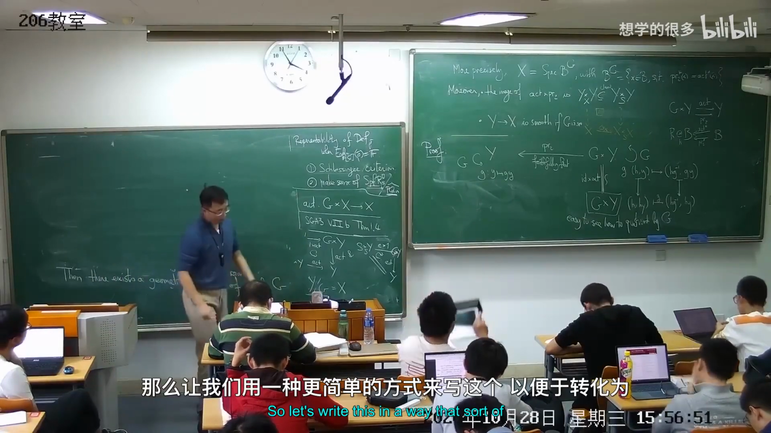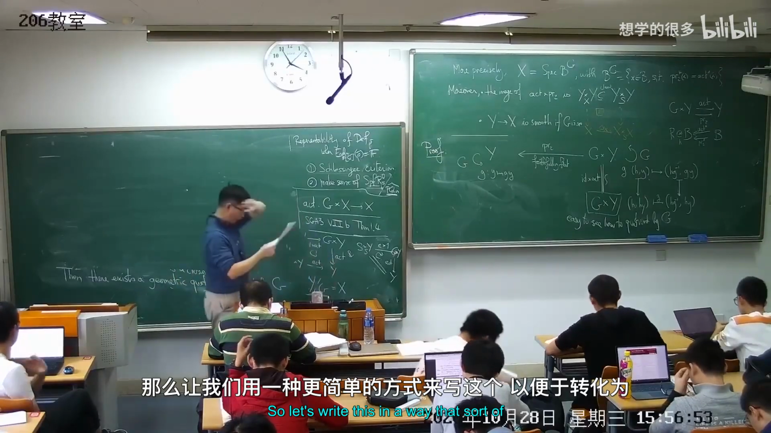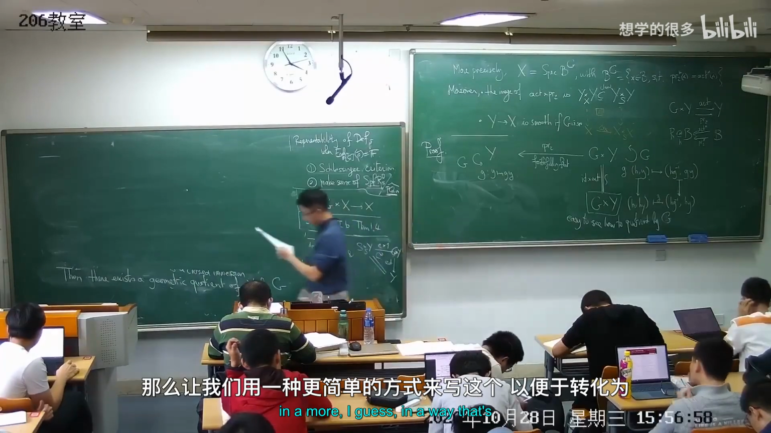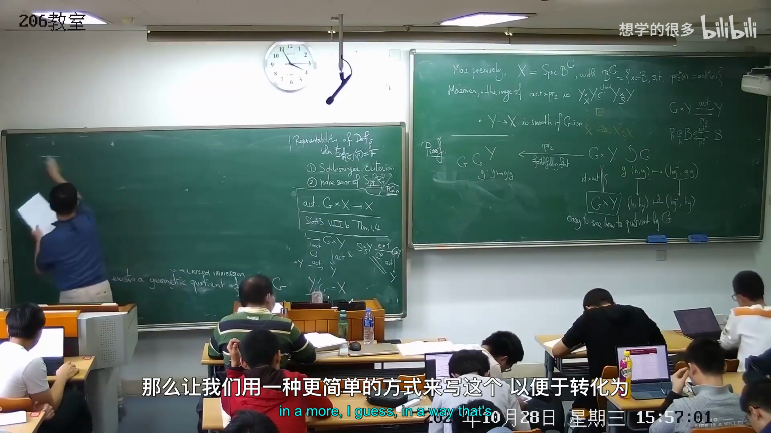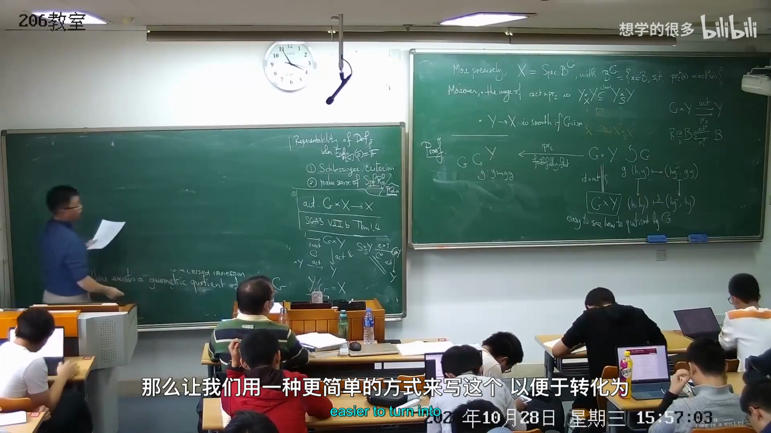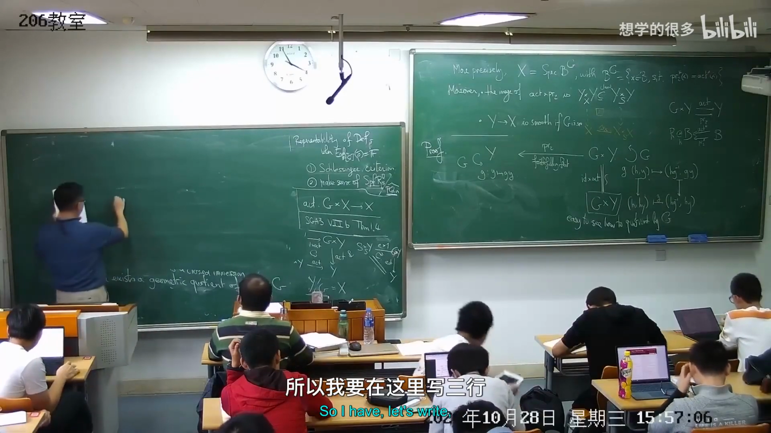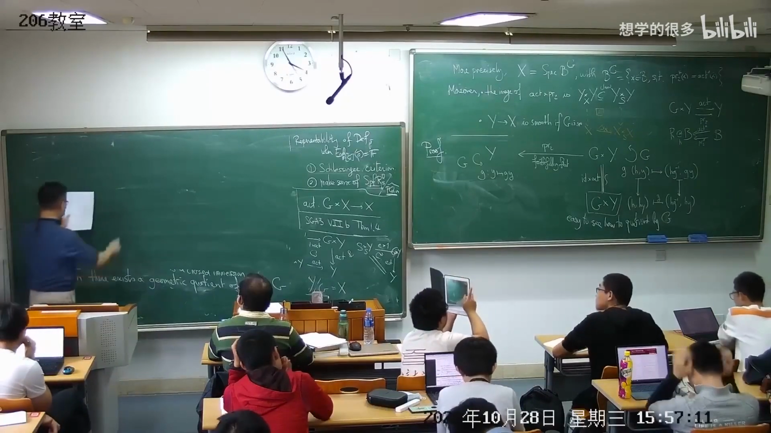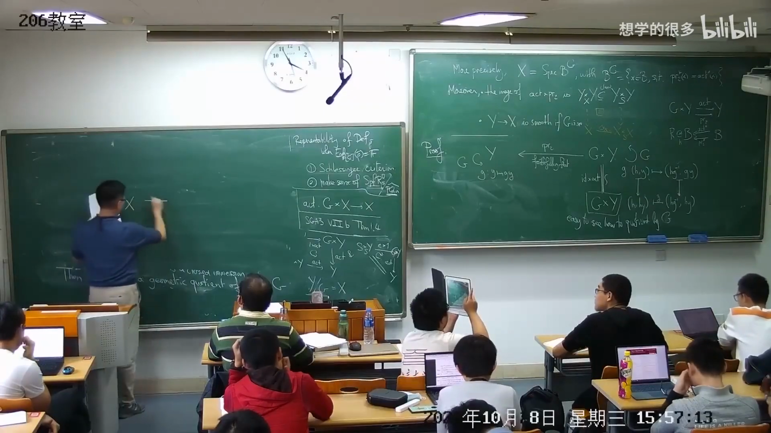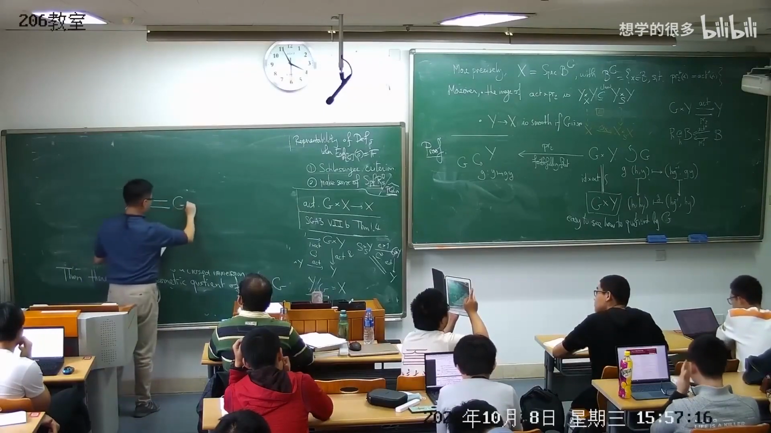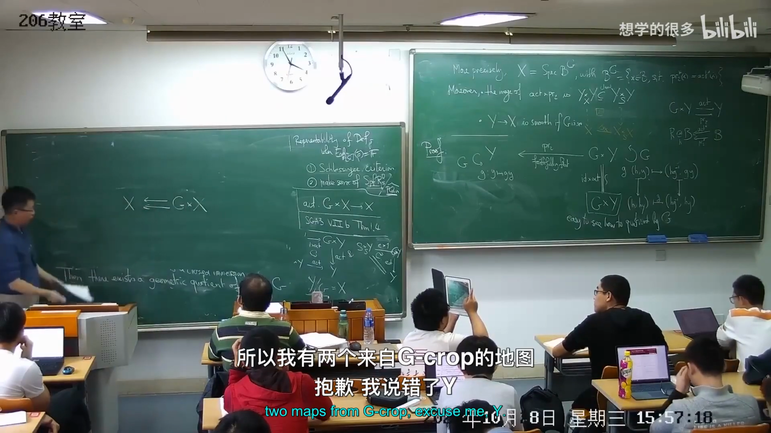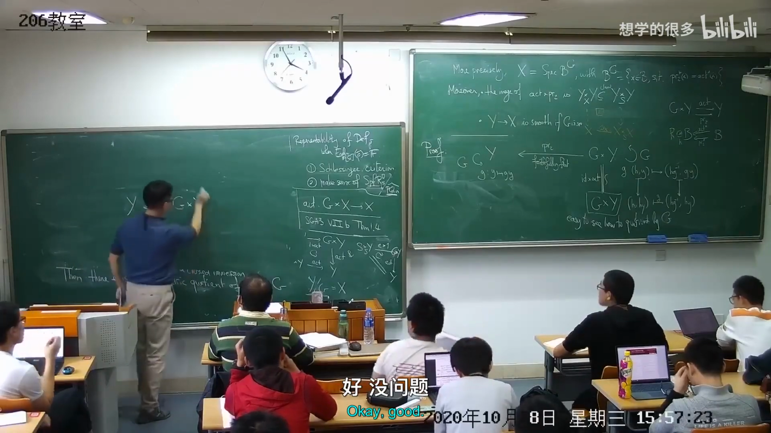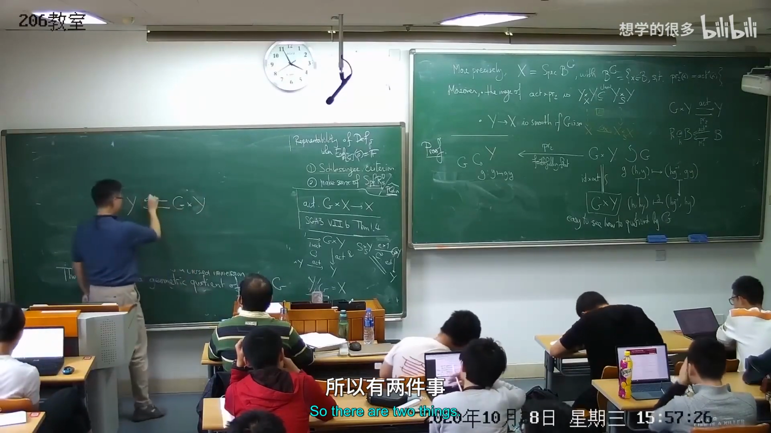So let's write this in a way that's easier to turn into exact sequences. So I have, let's write, I'm going to write 3 lines here. 1, 2, 3, okay? But I want to start with the bottom one. So I have two maps from G cross Y. Did I write Y? Okay, good. So there are two things.